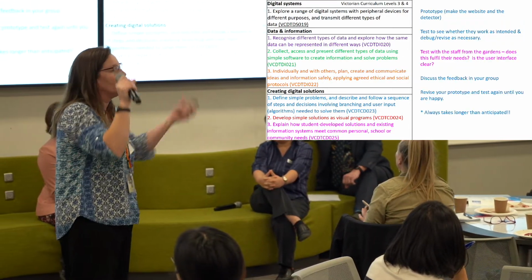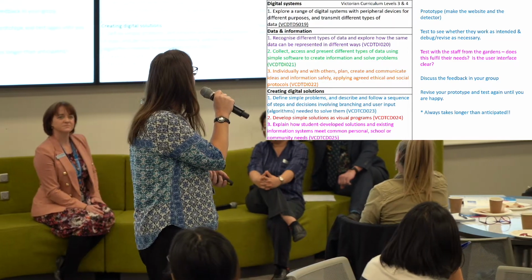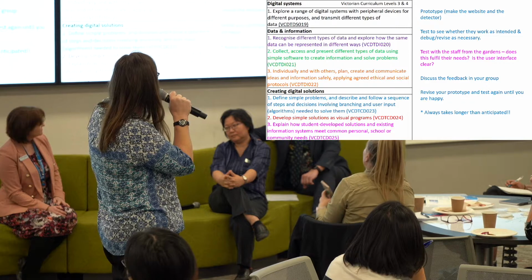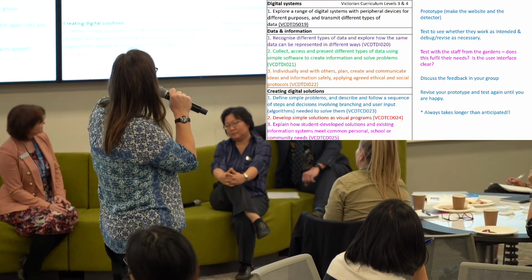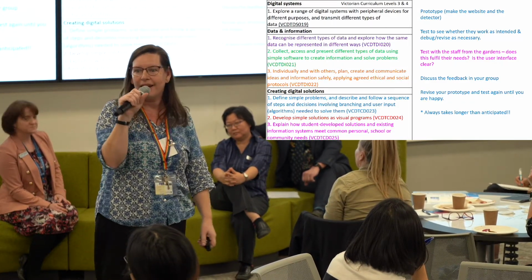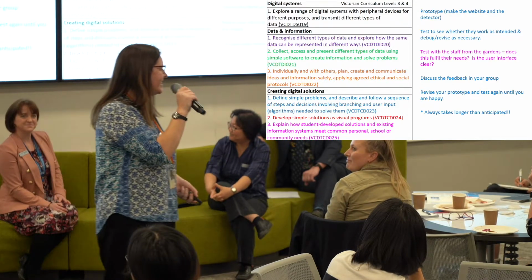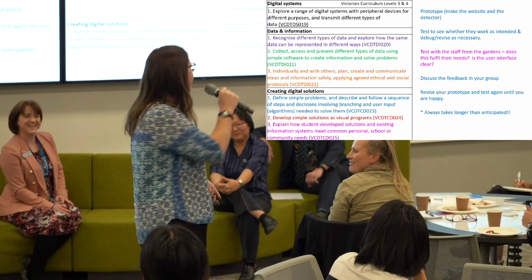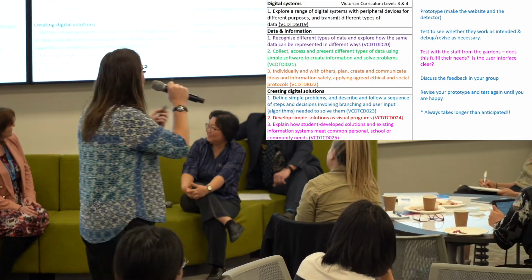And then you would try it. So you'd prototype it, try it out. Certainly that last one, how the student develops solutions in existing information meets common personal, school or community needs, you go out to the Cranbourne Gardens again. Hey, what about this? Would this work? Sure, you might have one tiny little Lego sensor, but it might work. And then you try it all again.